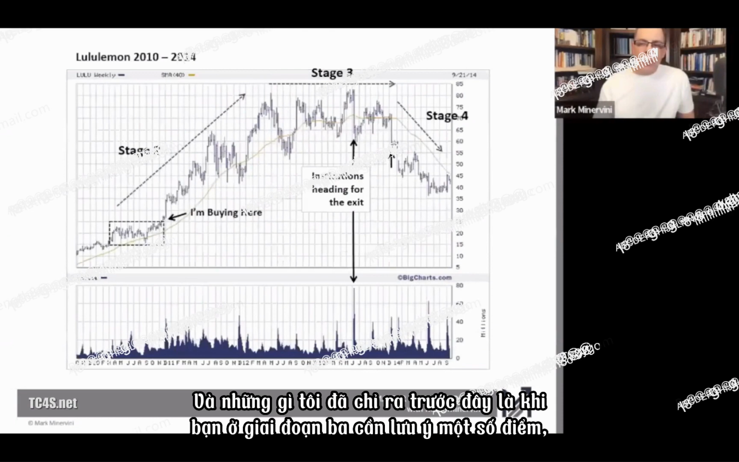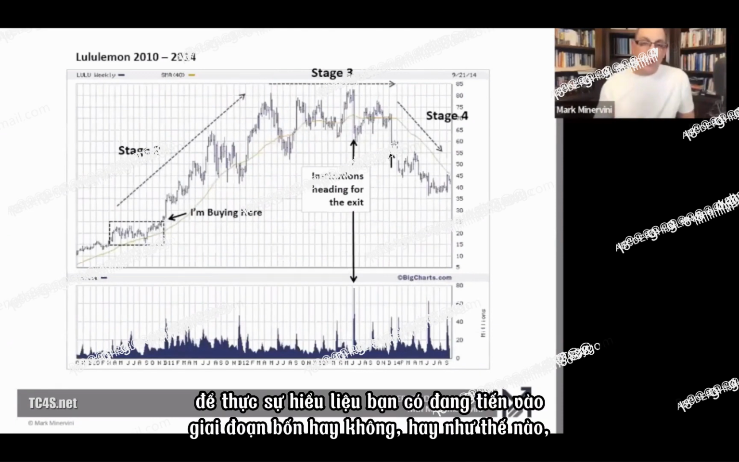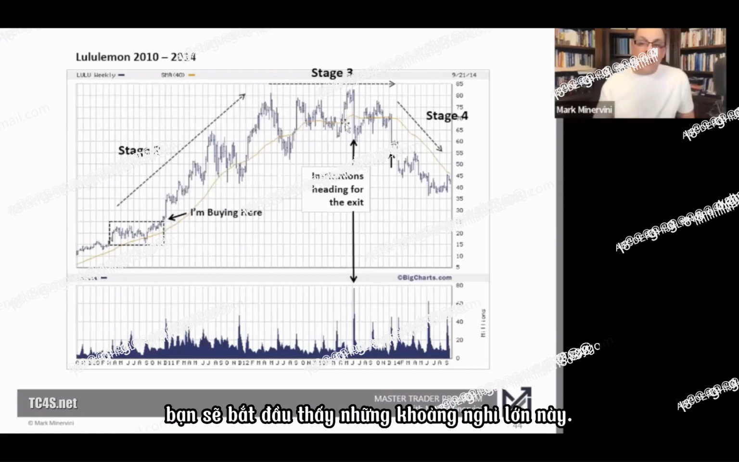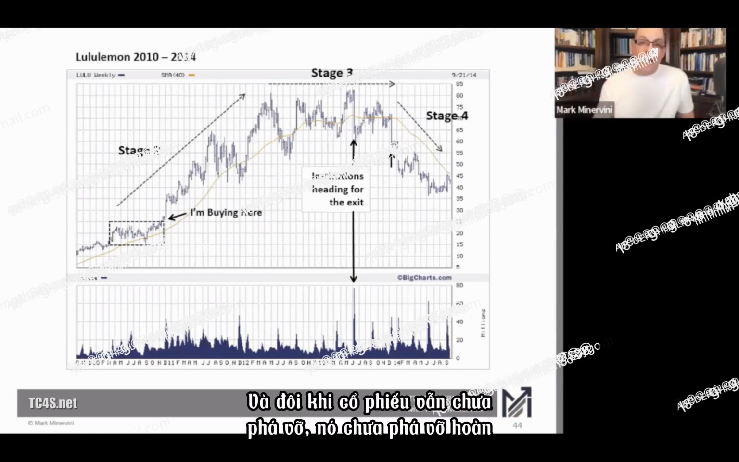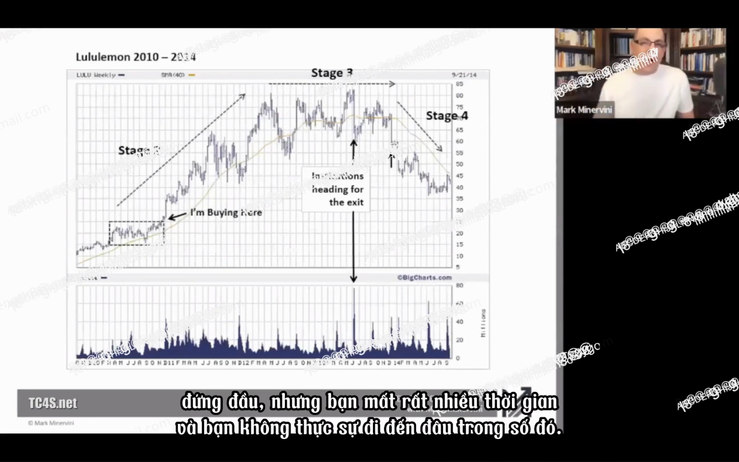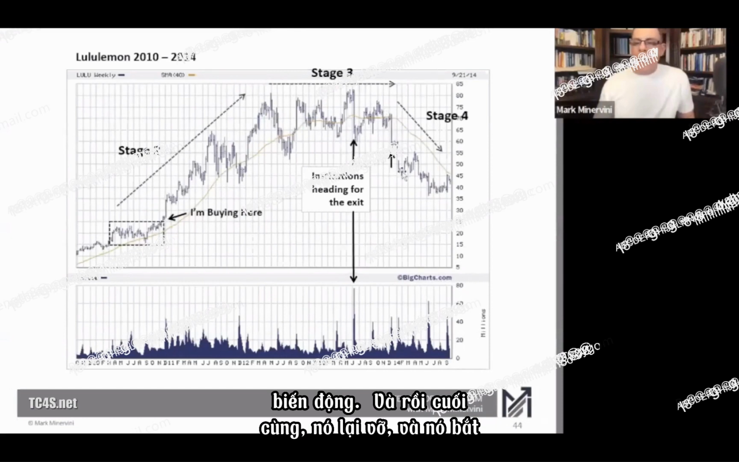And what I was pointing out before was when you're in stage 3, at some point to really understand if you're heading into stage 4, or how certain you can be that you're in stage 3 and you're topping, you'll start to see these large breaks. And sometimes the stock doesn't fully break yet. It even rallies back and it takes more time. Sometimes you get that first break and it takes a year before it actually tops, but you lose a lot of time and you don't really get anywhere. And there's a lot of volatility. And then finally it breaks again and it starts gapping and it unravels.